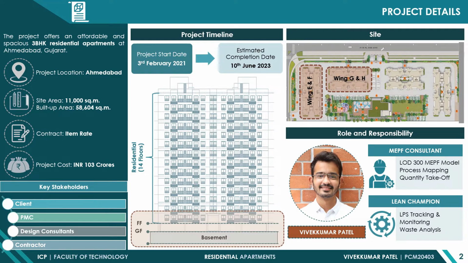The key stakeholders involved in this project are client, PMC, design consultants and the contractor. For this project, the client has their in-house PMC. The site images have been shown in the right topmost side and the scope considered includes the structural, architecture and MEPF services for the complete basement, ground and first floor of wings E, F, G and H as shown in the building elevation.